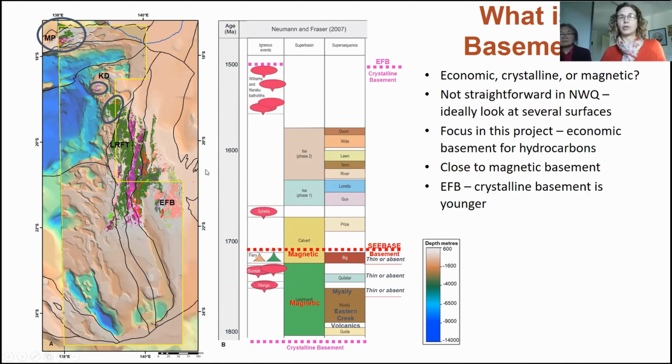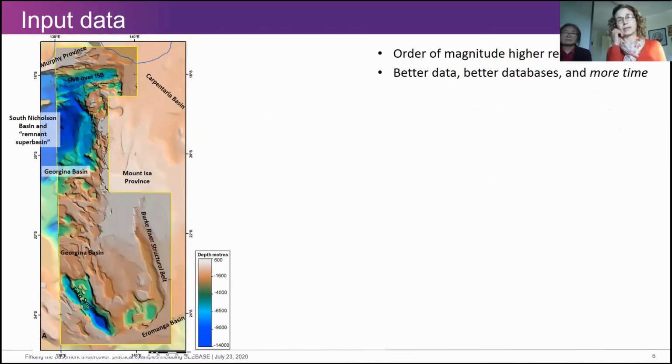Just a point to remember too, as we go to the Eastern Fold Belt, basement, crystalline basement is younger because we've got more intense deformation and metamorphism and all the intrusions. And if you come down to the Arunta here, when you're looking at the Georgina basement, crystalline basement's even younger. So it really is a key point to be aware of when you're looking at SEEBASE. So the input data, very similar, a lot of it to what Marie-Aude's just been talking about.